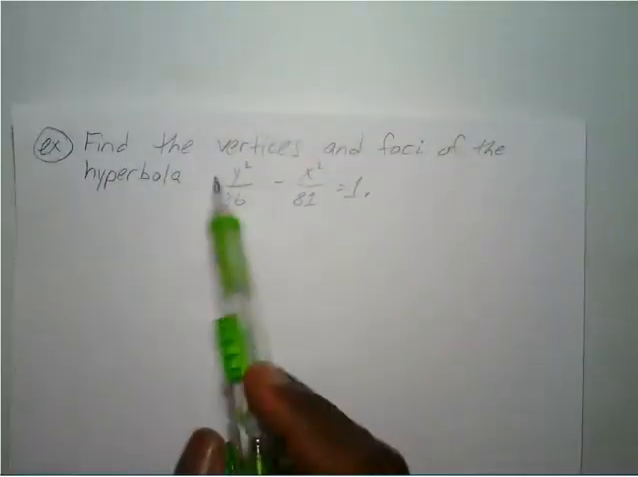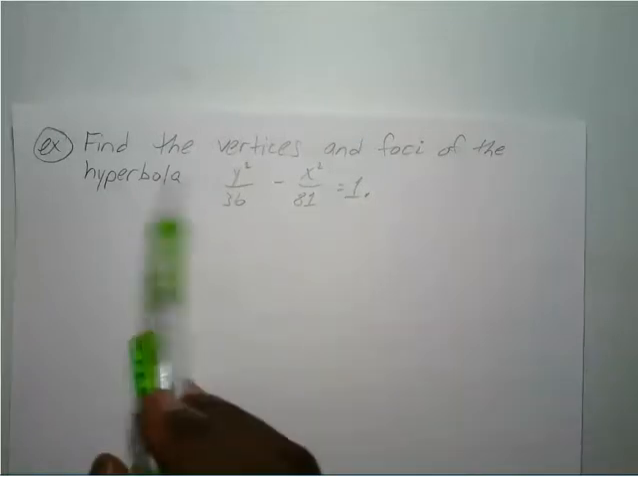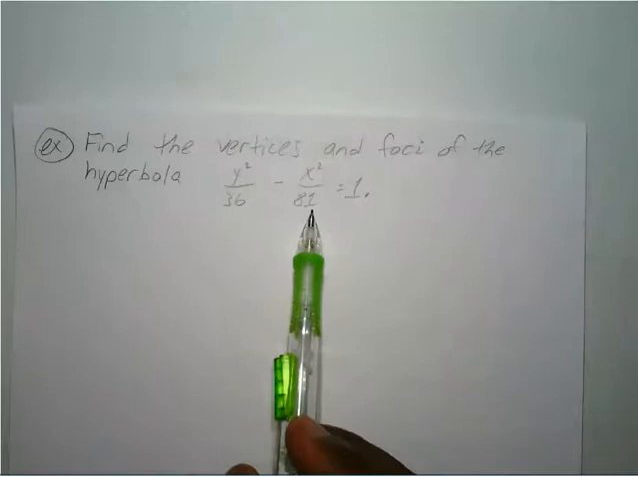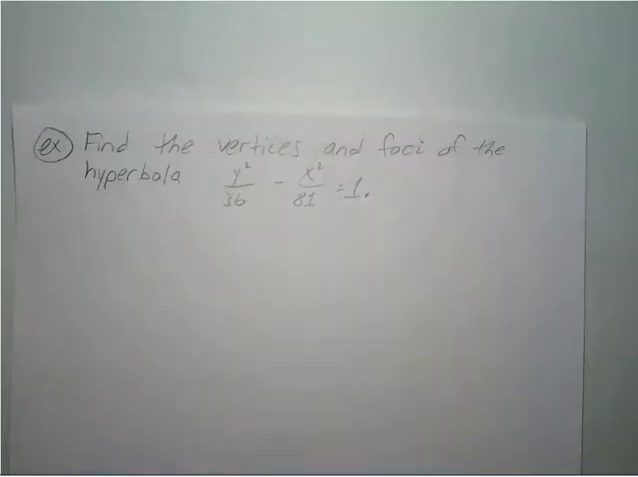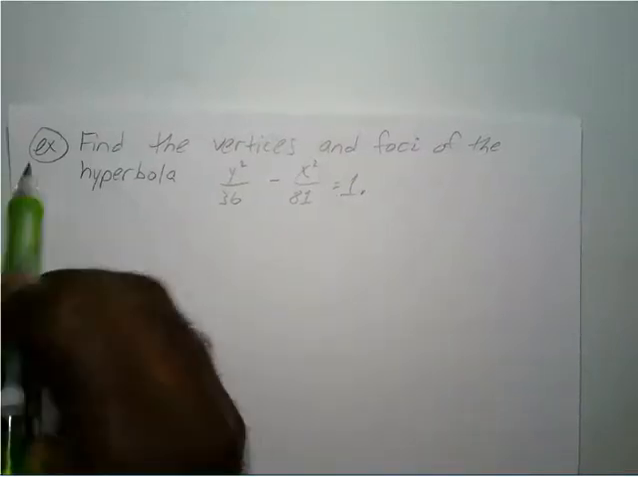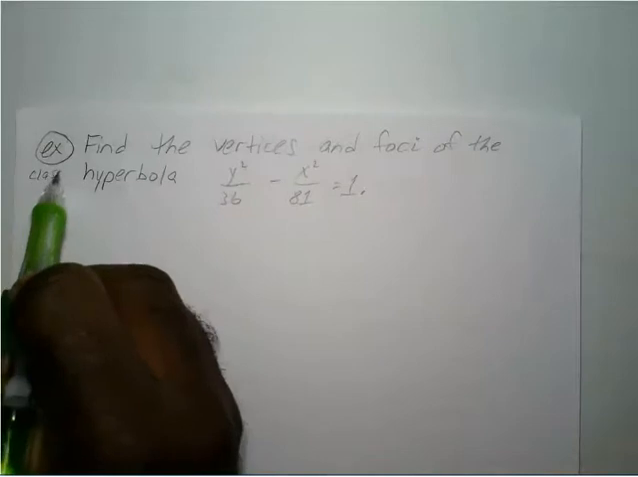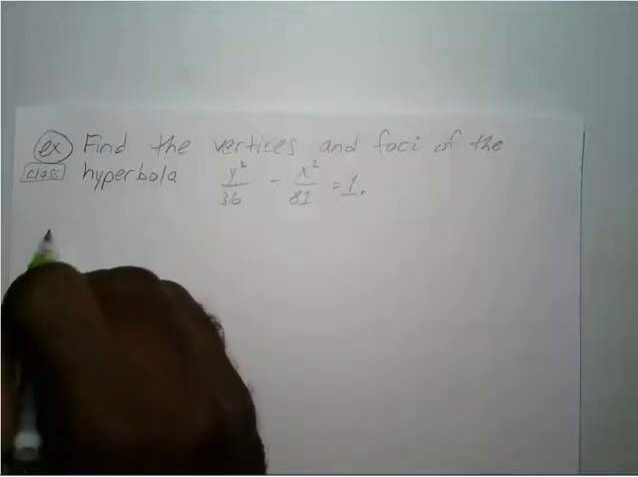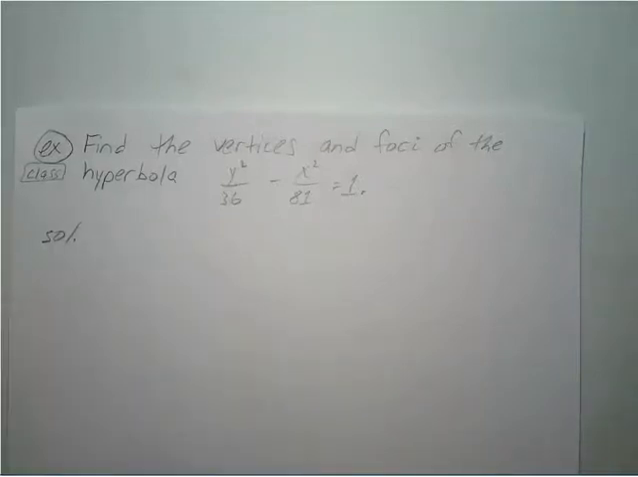All right, so find the vertices and foci of the hyperbola y squared over 36 minus x squared over 81 equals 1. What I want you to do on this one is press pause and try it on your own. Assuming you've already solved this one, let's go ahead and verify your answer.